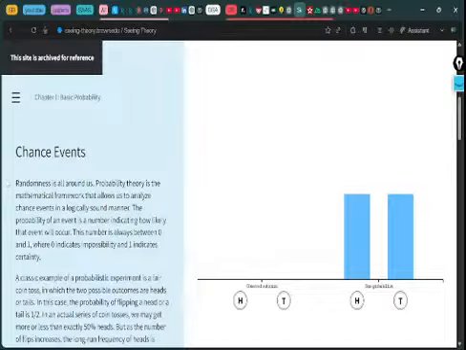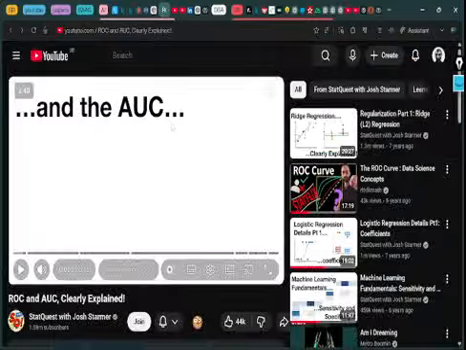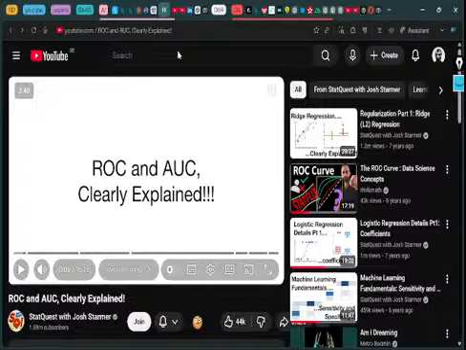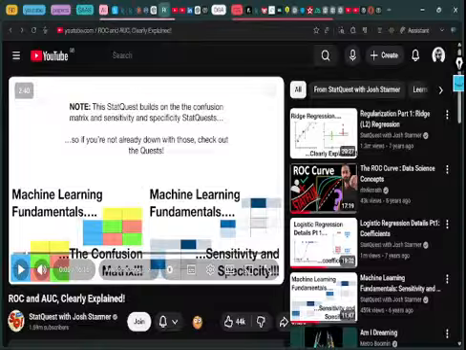Wait till you see the ROC and AUC. They're cool. Hello, I'm Josh Starmer and welcome to StatQuest. Today we're going to talk about ROC and AUC, and they're going to be clearly explained. Note, this StatQuest builds on the confusion matrix and sensitivity and specificity StatQuests, so if you're not already down with those, check out the quests.